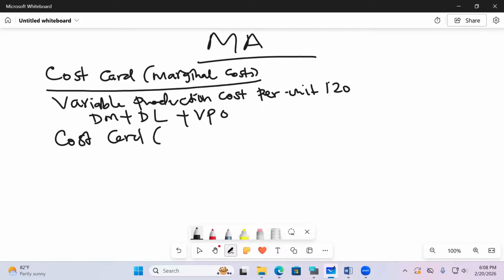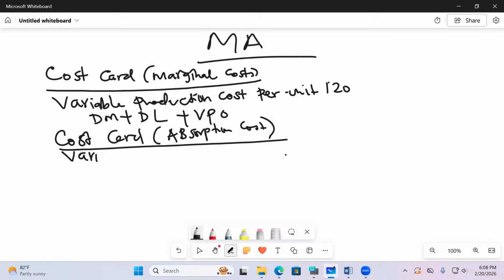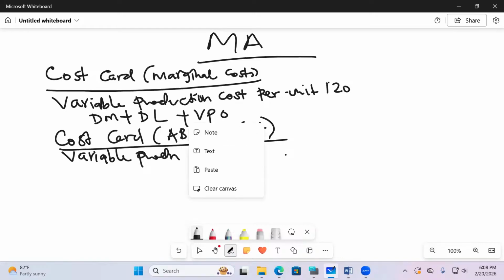But this time around, in this case, you're using what we call absorption cost. So under absorption cost, what are you able to remember, my friends? We take both the variable production costs and the fixed production cost. So we start with the variable production cost. So we write here variable production cost. How much do we have here? This has already been given to us as what?